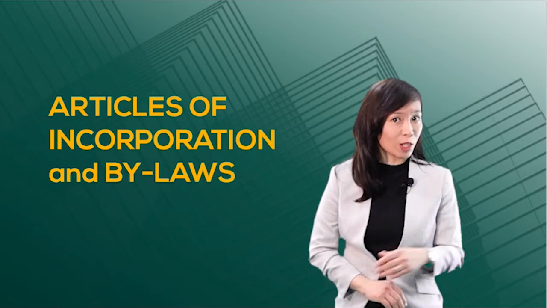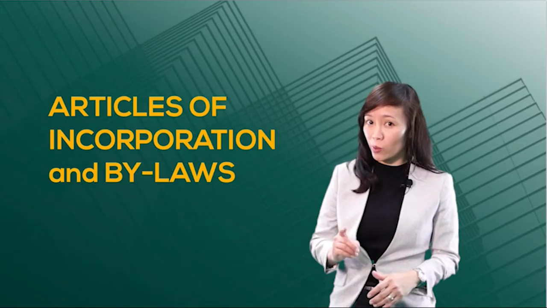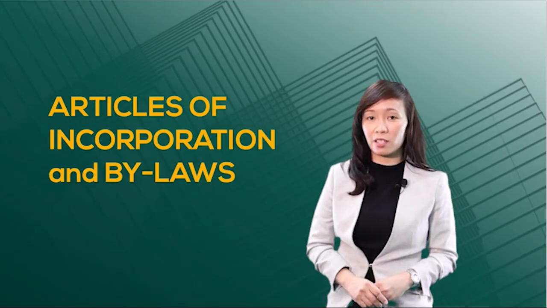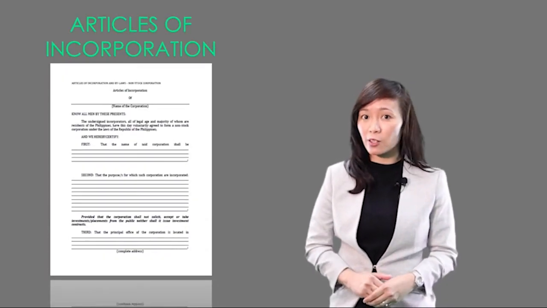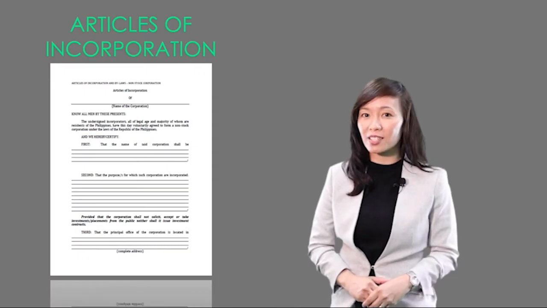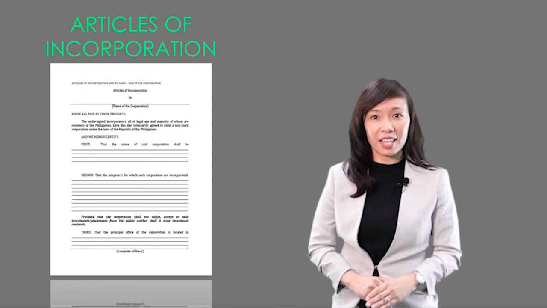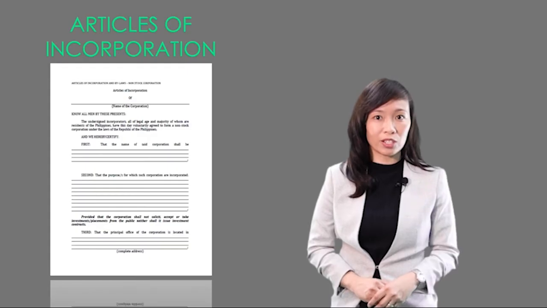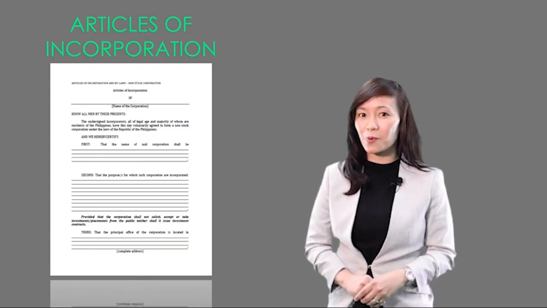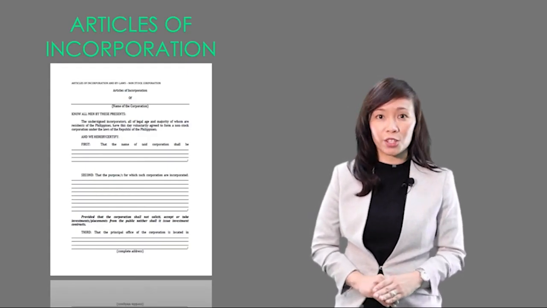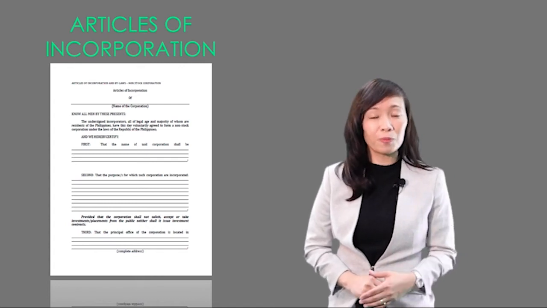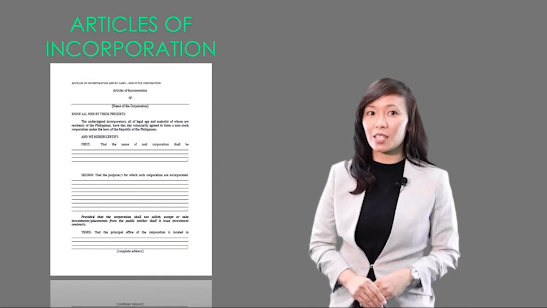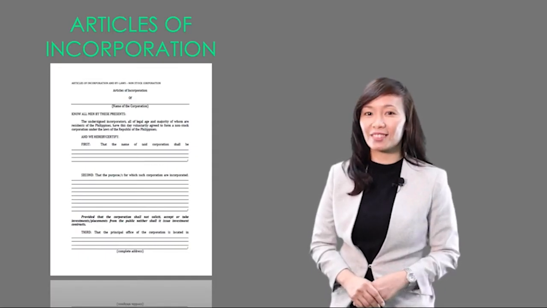The Articles of Incorporation is a document which records the creation of the corporation. It contains the following information: the name of the corporation; the specific purpose or purposes for which the corporation is being formed; the place where the principal office of the corporation is to be located, which must be within the Philippines; the term for which the corporation is to exist. It can either be perpetual or a specific term. We will have a separate discussion on corporate term.